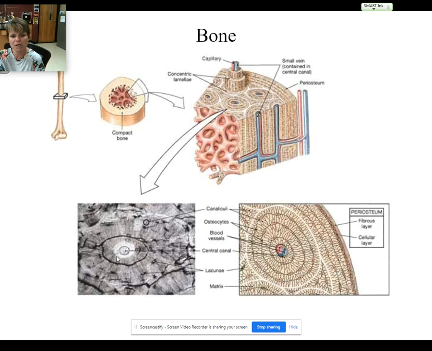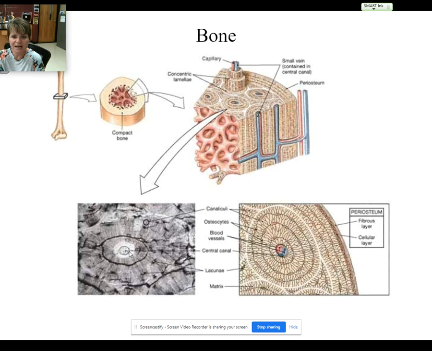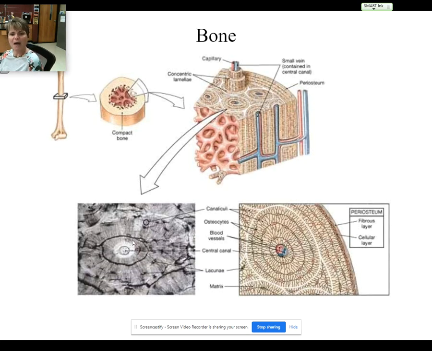Here's another picture. Again, here's that central canal with the blood vessels inside. So bone is vascular. Here are the little cracks, the little canaliculi that are connecting. Here are the lacuna with the osteocytes inside. You can't see that. Here's a lacuna here. The little dark dots are the lacuna. And then the more gray, those are the little passages called canaliculi. Okay, and that will be it for today.